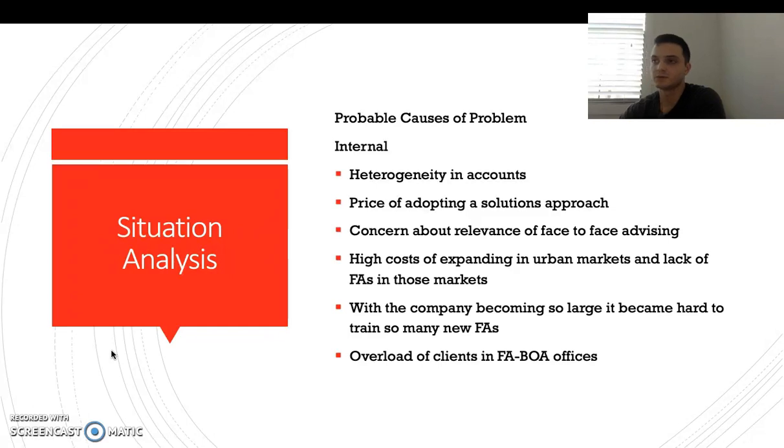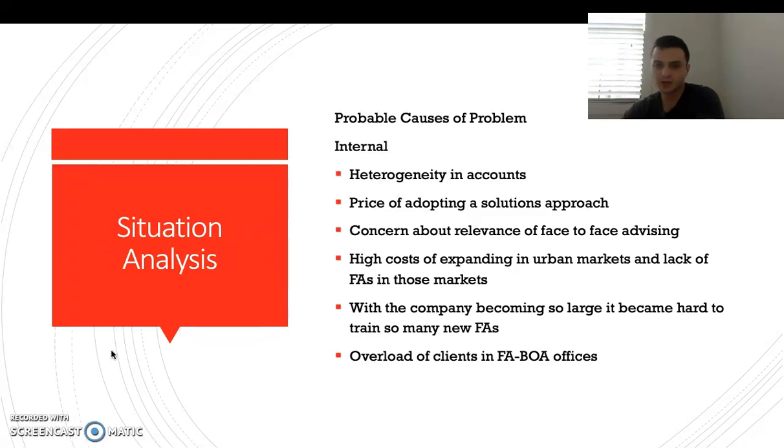A lot of people, especially the high net worth investors that they talk about in here, might want a lot of products and services that are very expensive that maybe a company like Merrill Lynch can offer them, but it becomes much harder to offer them when you're a smaller company like Edward Jones. And this makes the price of adopting the solutions approach that they're looking for, where they cater their services to each individual customer, much higher.